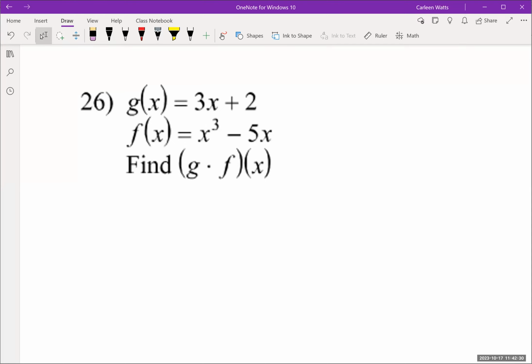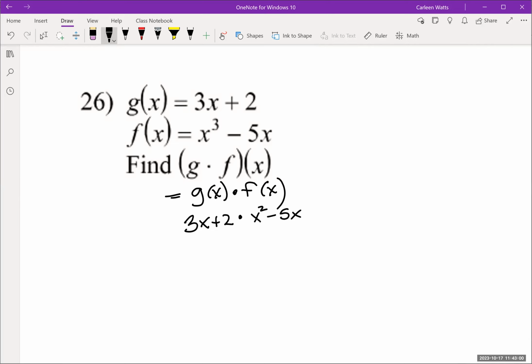Okay, so this is G of X multiplied by F of X. Everyone agree so far? So this is 3X plus 2, multiply, don't put an X. I know Photomath will put an X, don't put an X. Multiply by X squared minus 5X.